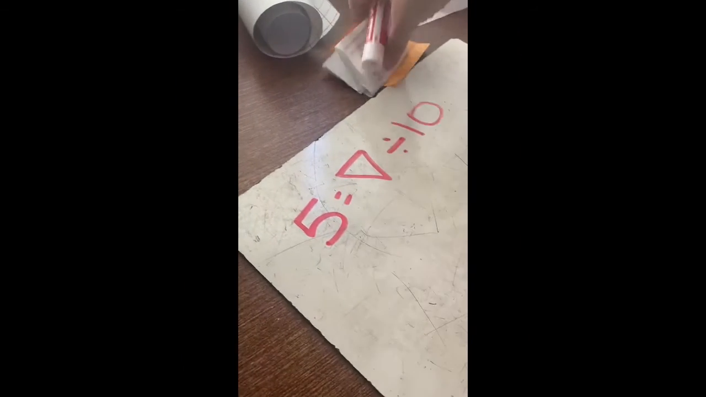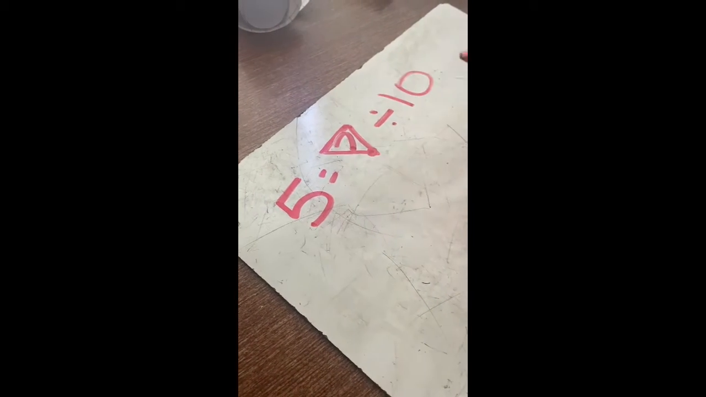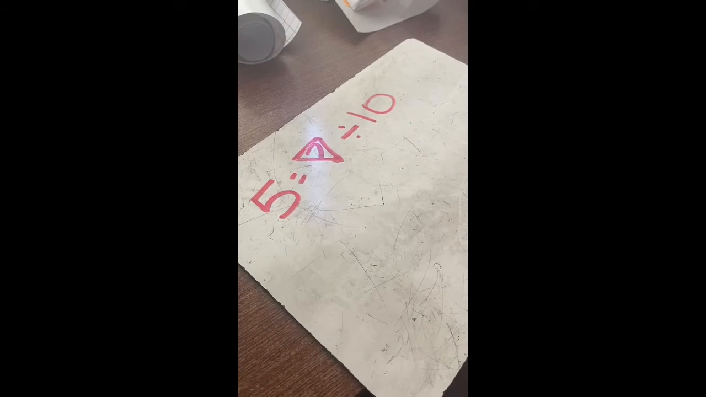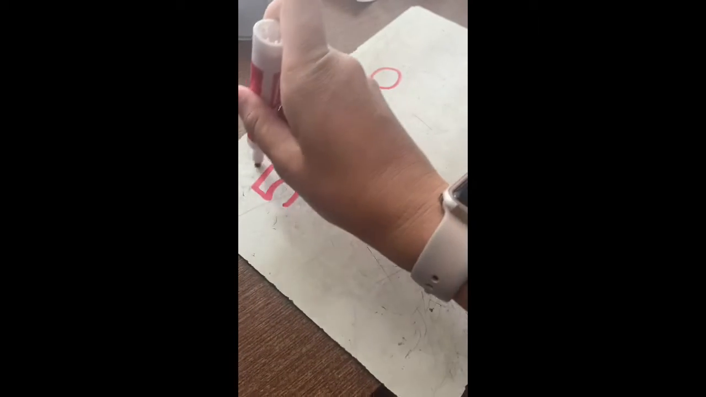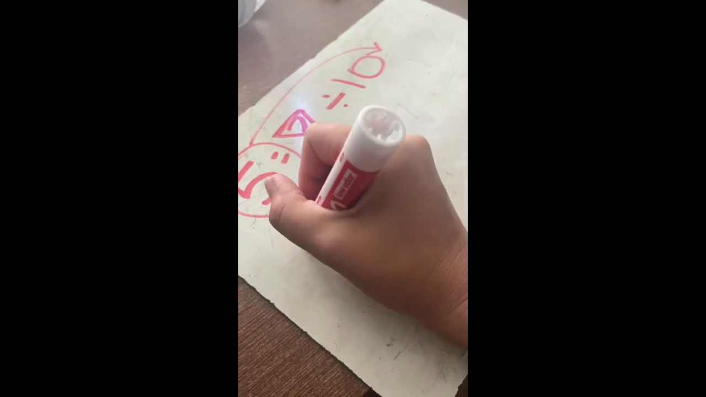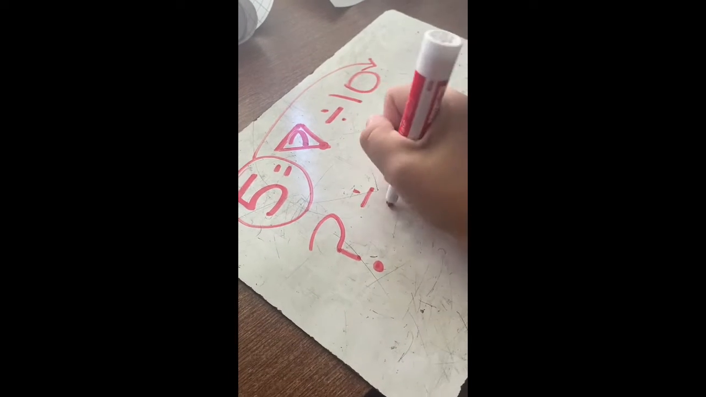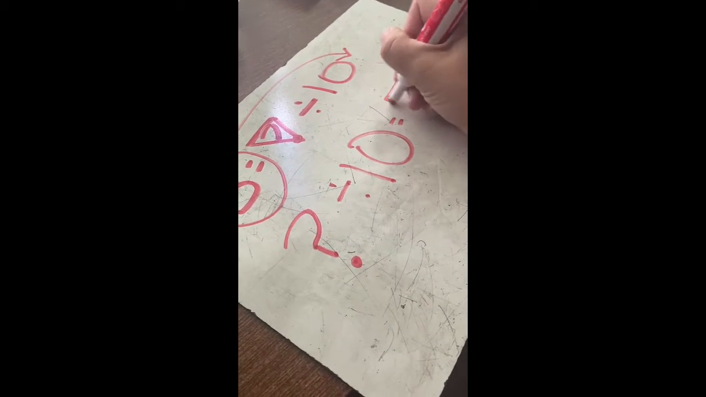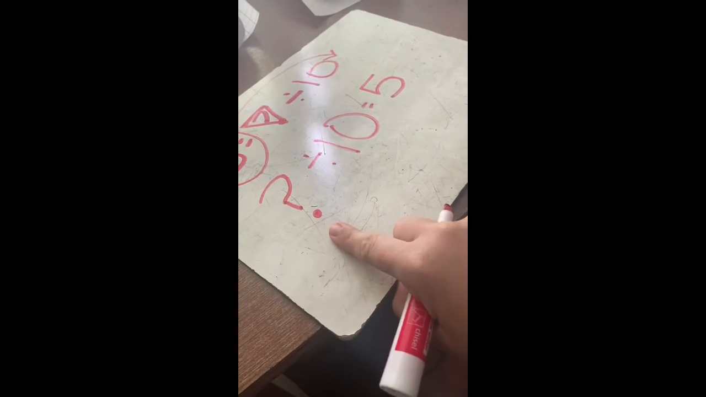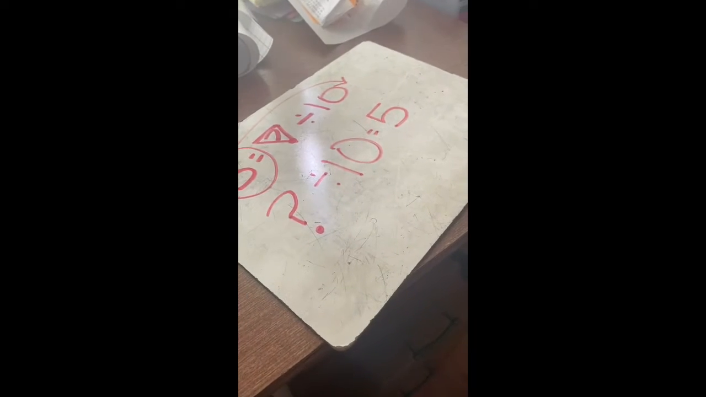All right, for 5 equals something divided by 10, this triangle can also be replaced with a question mark. It doesn't matter. But when I look at this equation, the first thing I notice is that my equation's flipped around. I like it better when my equal sign is on this side, so I'm gonna rewrite it: something divided by 10 equals 5. I like that a lot better, but I still don't know what I have to divide by 10 to get 5.